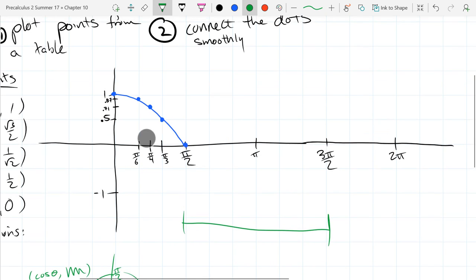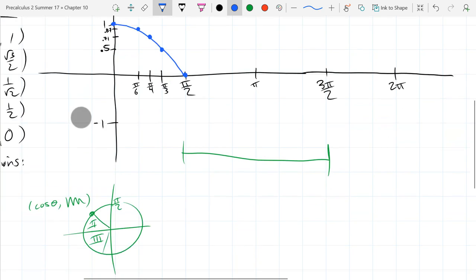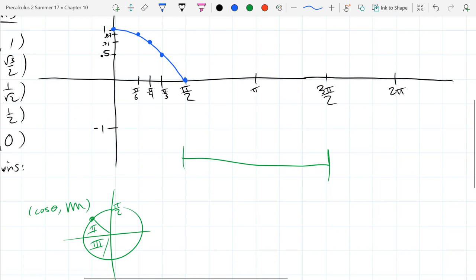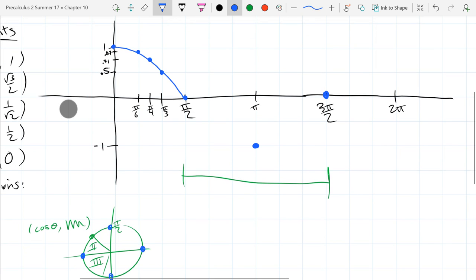So this is that part of the graph we're going to focus on. What happens? Cosine becomes negative. Where is cosine negative 1? Cosine is negative 1 right here at pi. Cosine is 0 at pi over 2 and 3 pi over 2. And last up, what happens when we plug in 2 pi? We're back at positive 1.